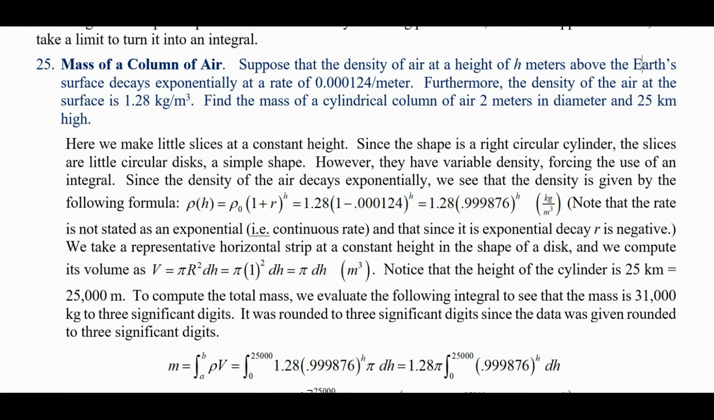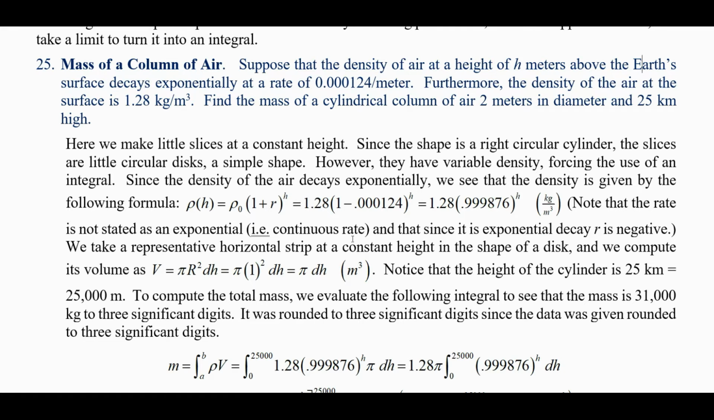Now, since the density of air decays exponentially, the density is given by the following formula. Rho of h, where h is the height above ground, is rho sub 0 times (1 plus r) to the h. That's the basic formula for an exponential function. The rate of decay was 0.000124, so r is negative 0.000124. And the initial value at height 0 is 1.28. And of course the units here are kilograms per meter cubed. We need the height in meters.